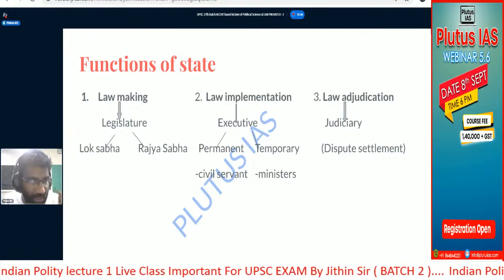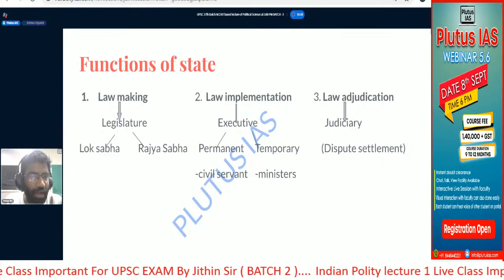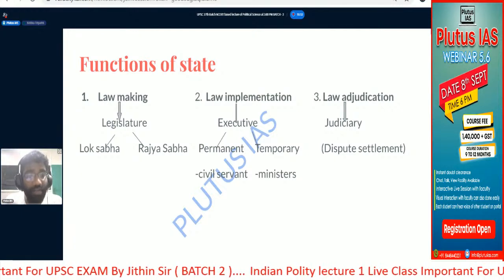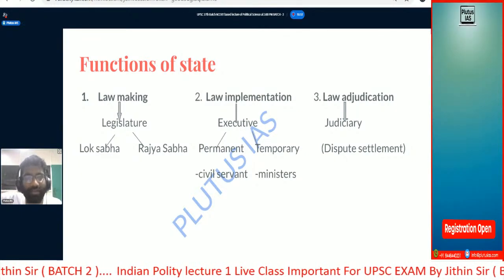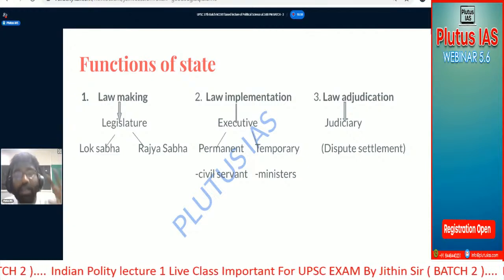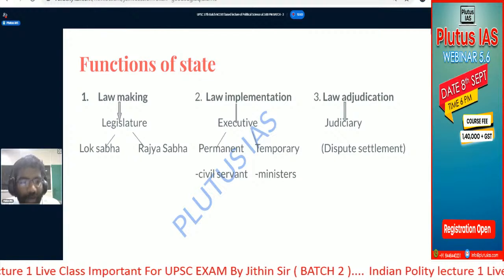Kezia has asked a question. Will you cover prelims and mains? Yeah, I will cover both prelims and mains, but optional. Those who have taken political science optional will have separate classes of 285 hours. But paper 1, 2, and 3 will be covered with me only.